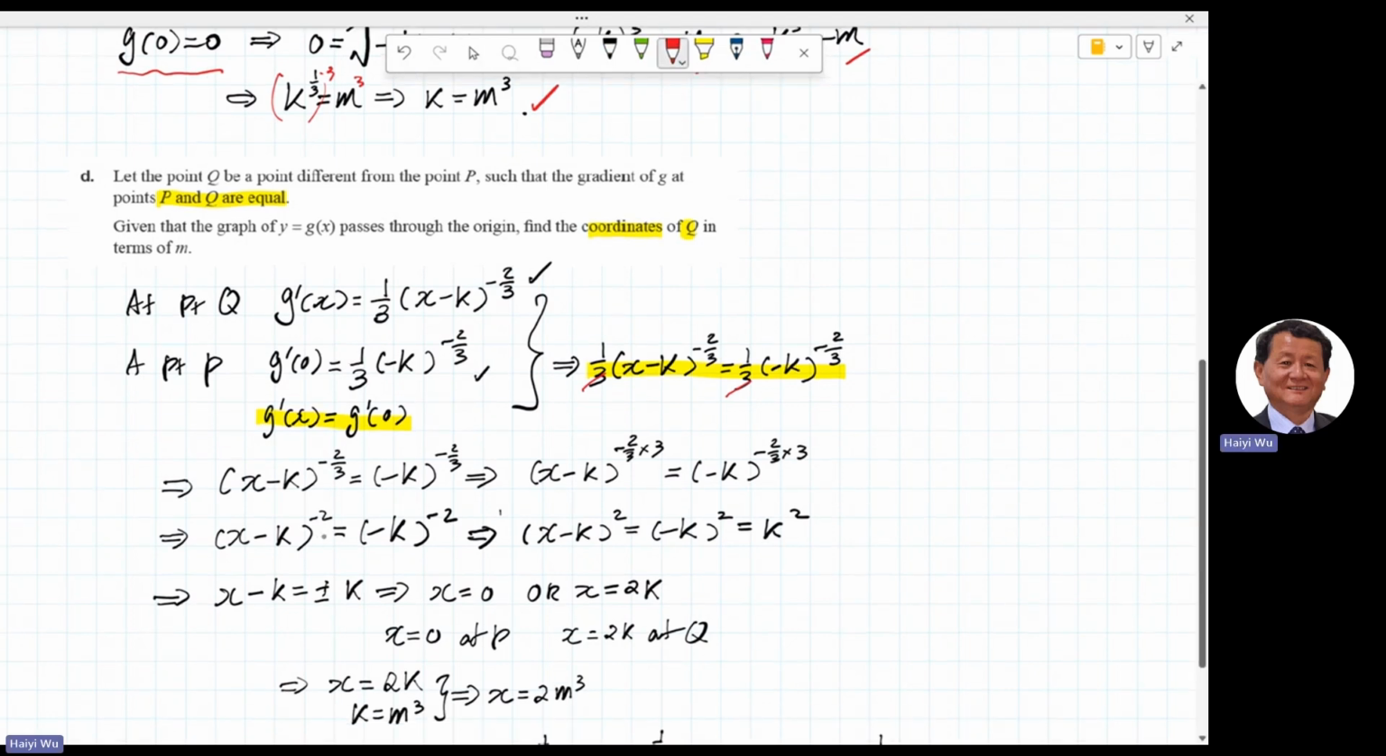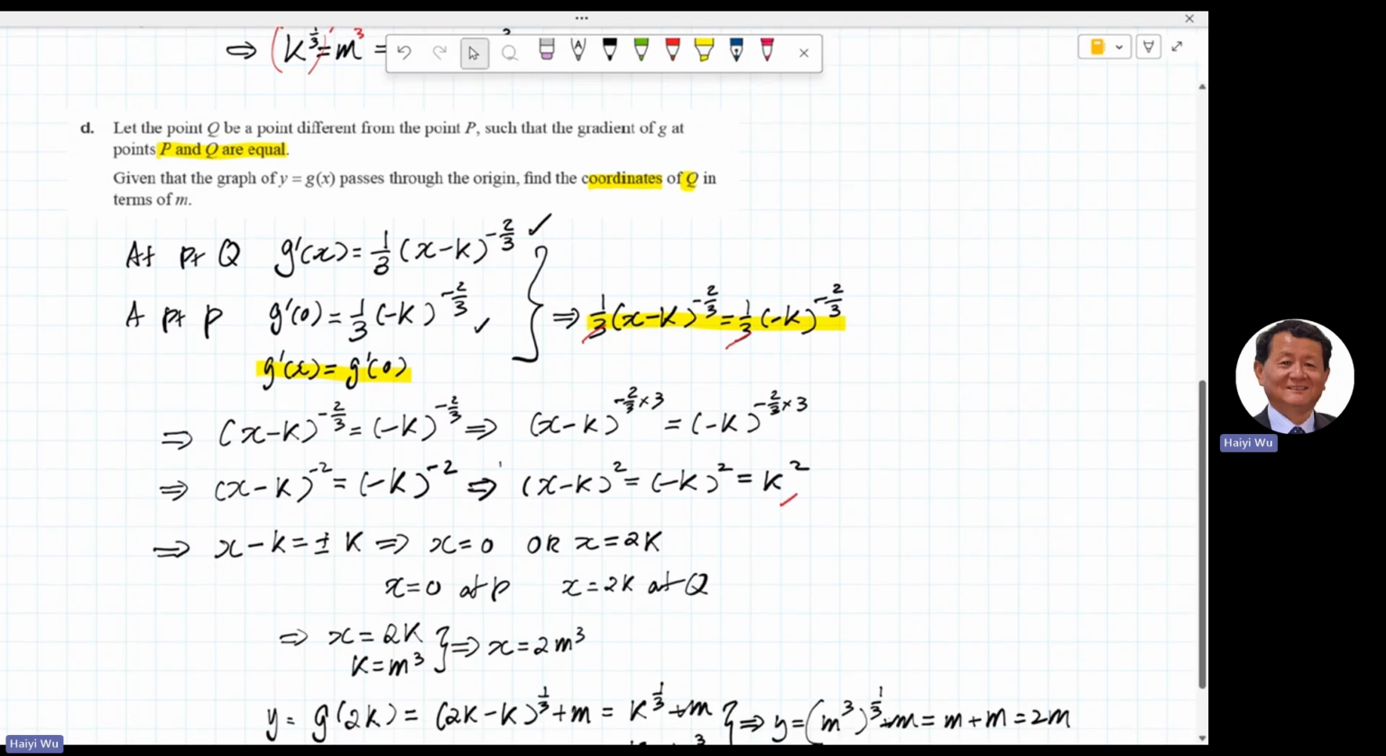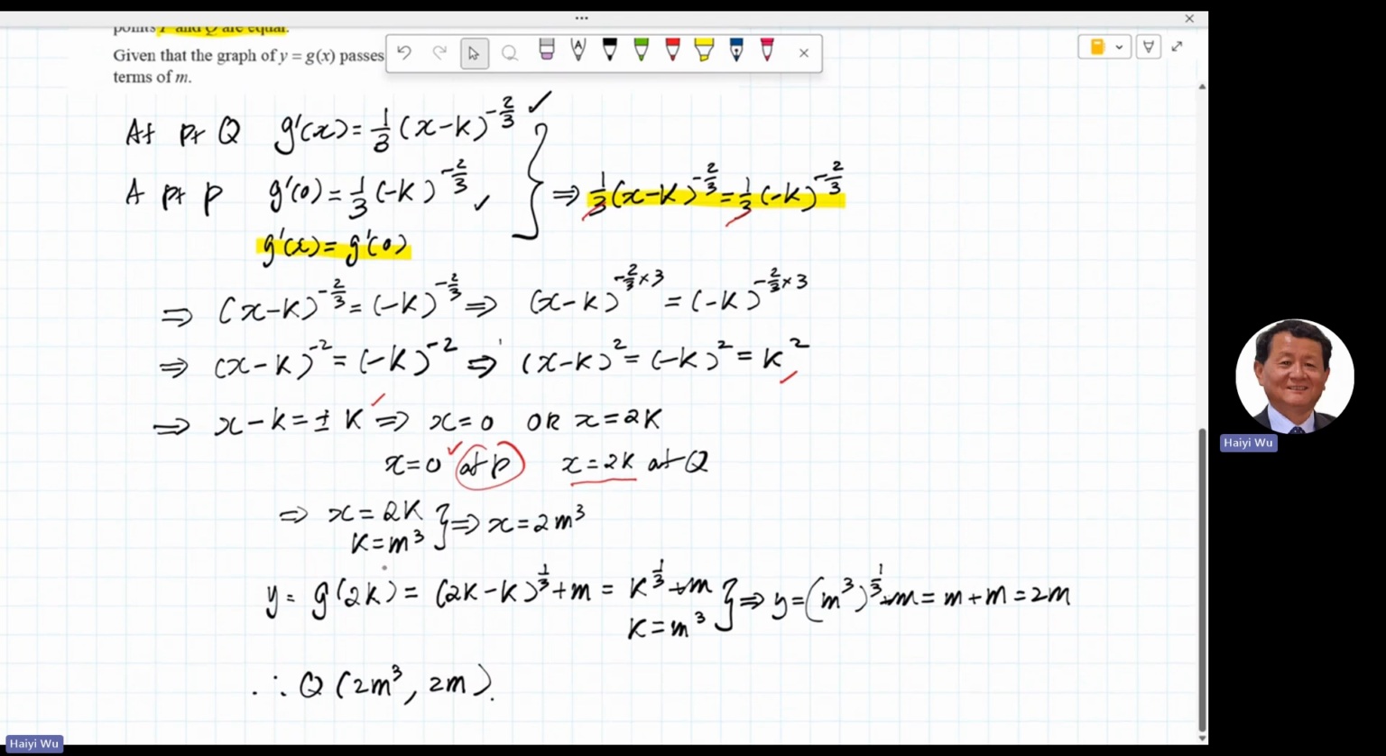So we get -2 on top. Then we can multiply both sides by -1 so it becomes positive, so you don't need the negative, and it becomes x squared. Then we take the square root, positive and negative k. So one is 0, which is already done at P. So at Q, x is 2k. We want to write k in terms of m. So k is m cubed, so 2 times m cubed.